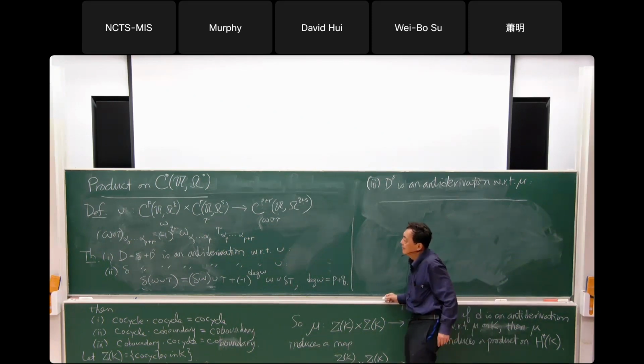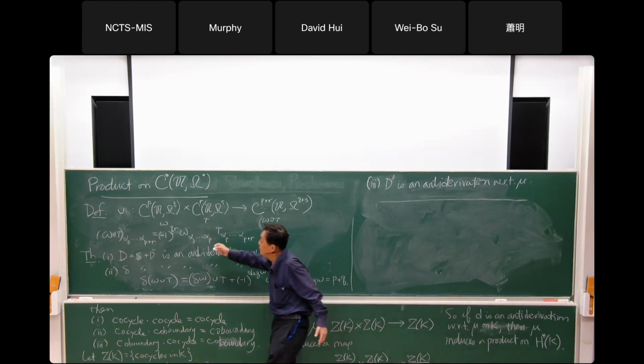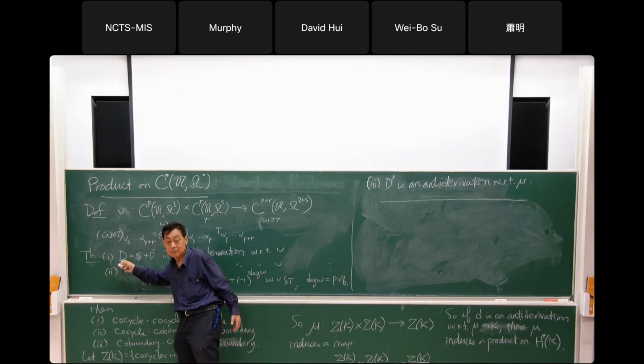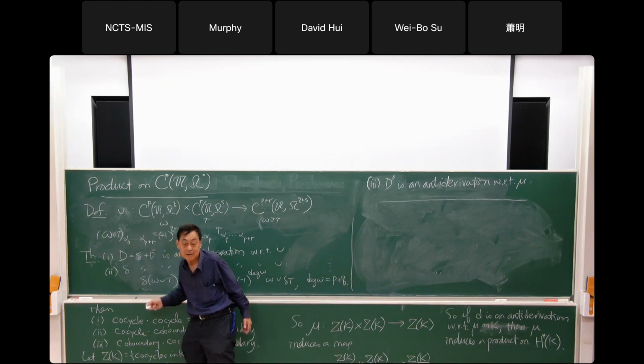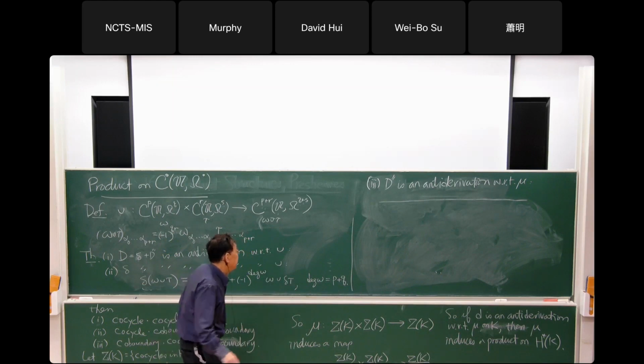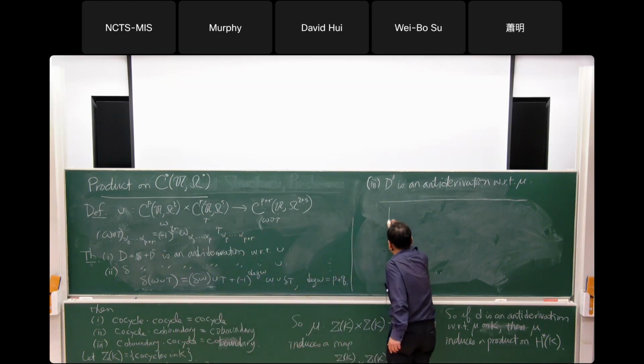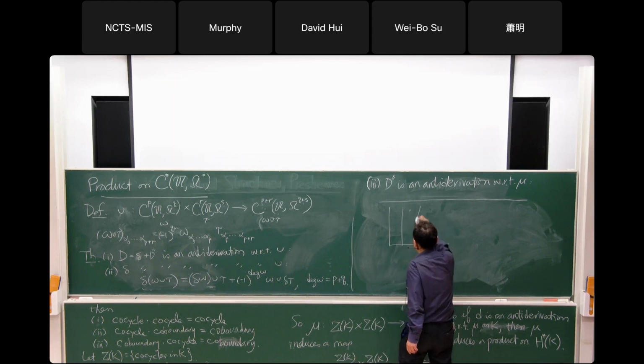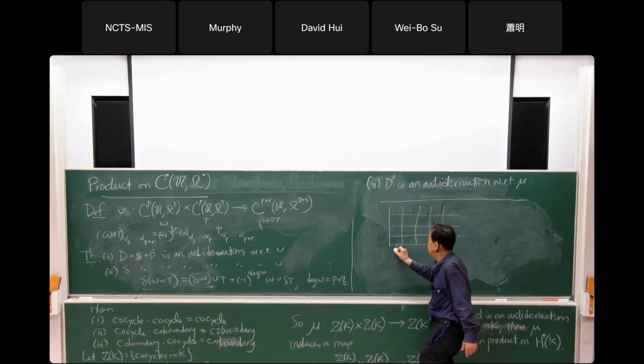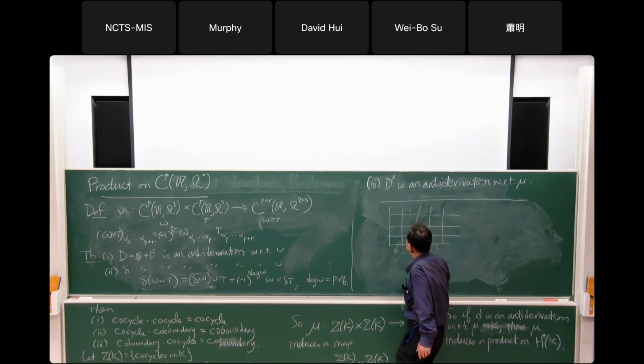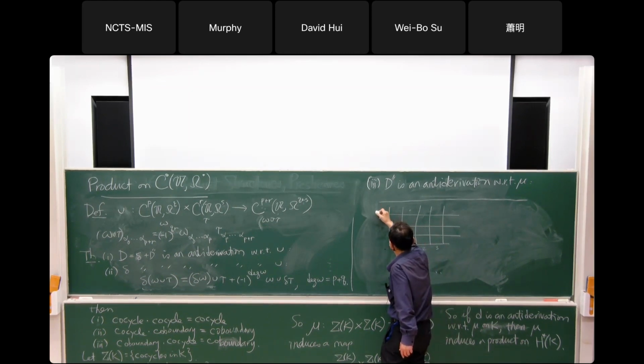Okay, yeah. So that means now you have a product on the cohomology of the double complex with respect to big D, okay? And now let's look at what this product looks like on the 0th row and the 0th column. Let me see. Oh no, on the augmented, on the new row.